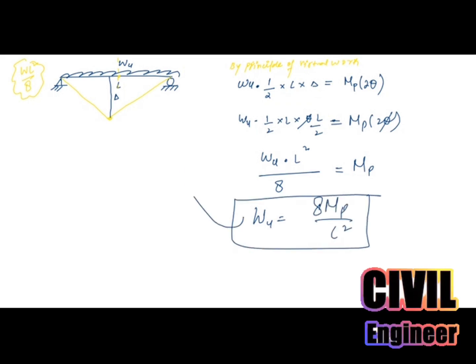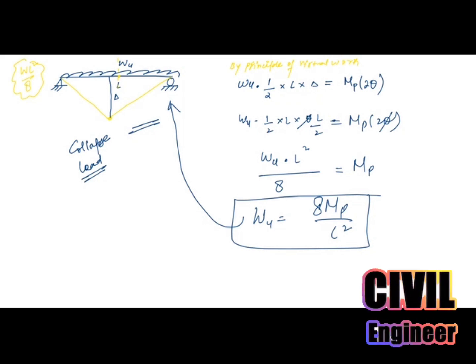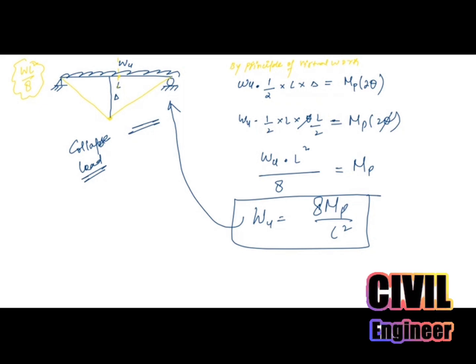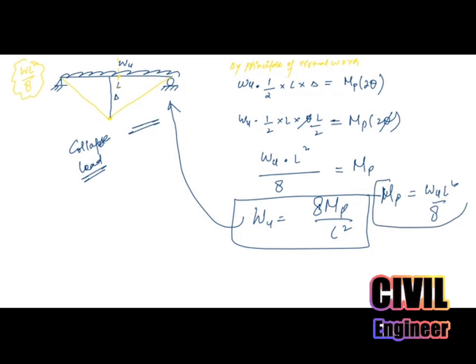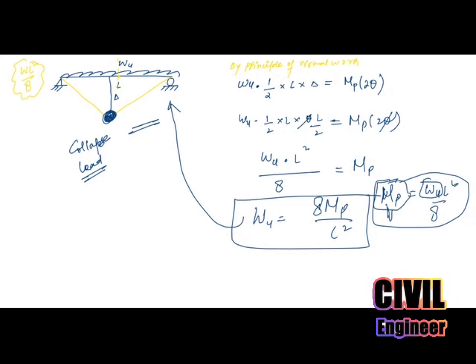This is the collapse load for this diagram. You can see MP is equal to WU L square by 8. As you can see, when our load is WU such that the plastic hinge is formed here, at the same time the moment there will be the plastic hinge. You can check this actually.